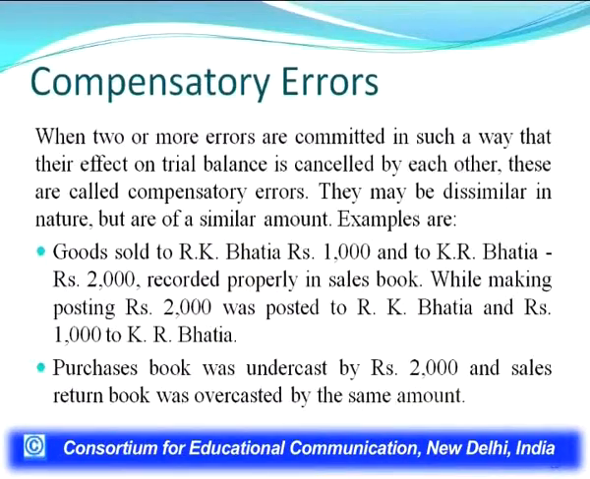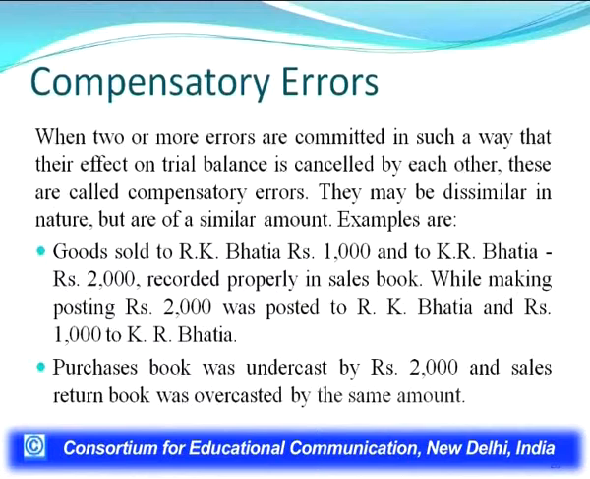Then next are the compensatory errors. Sometimes there may be two or more errors which are committed in such a way that the effect of one error on the trial balance is cancelled by the other error. So the trial balance is tallied, but there are errors. As one error is compensating the effect of the other error, we call them compensatory errors. They may be similar in nature, or of a similar account.